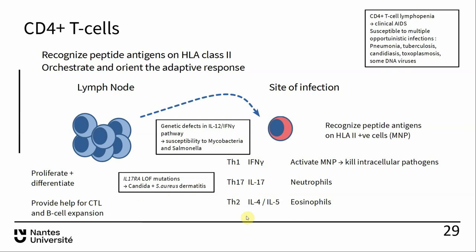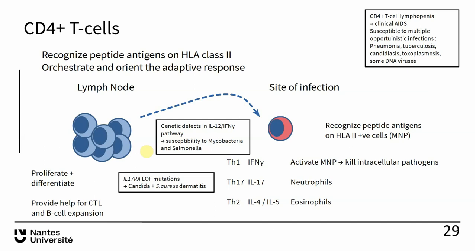Now, I couldn't actually find any information about inherited defects of IL-5, for example. So there doesn't seem to be any severe consequences if people don't have a functioning Th2 response. Now, this might be a bias in the literature because most of these studies are performed in developed countries, or at least countries with some kind of healthcare system with surveillance of these rare disease phenotypes.